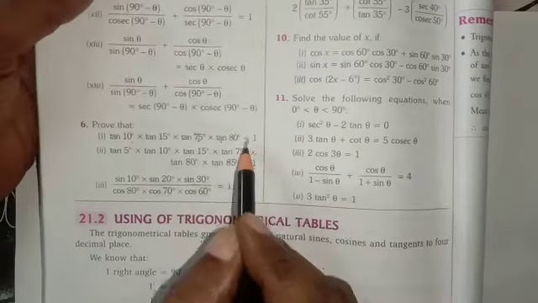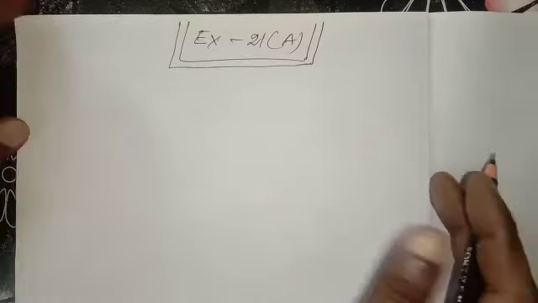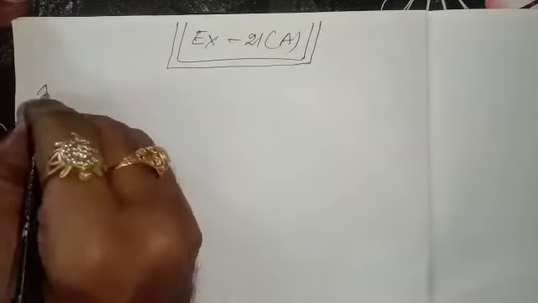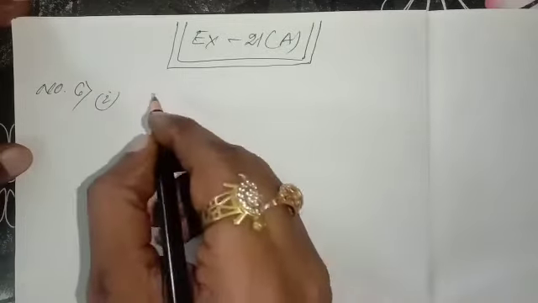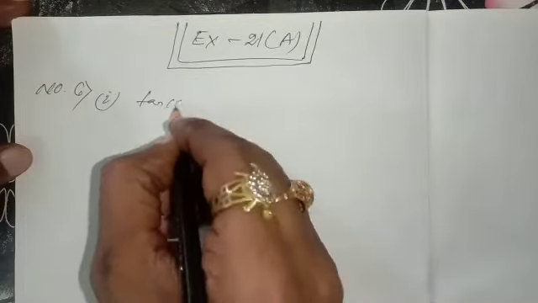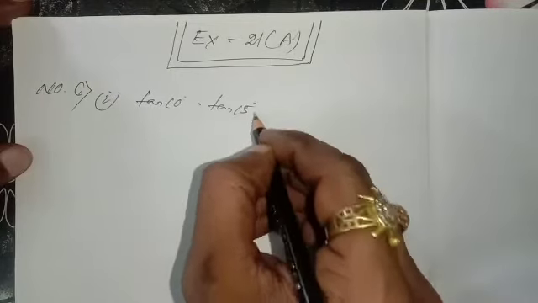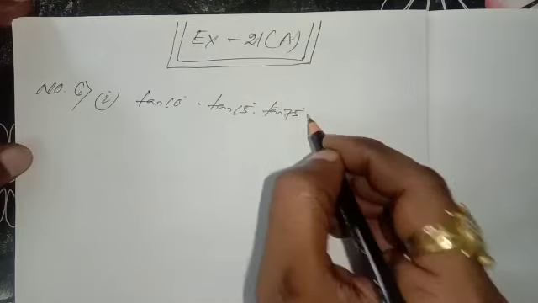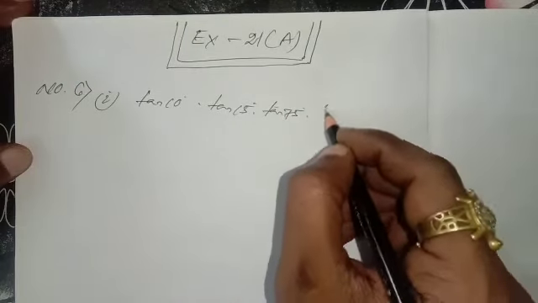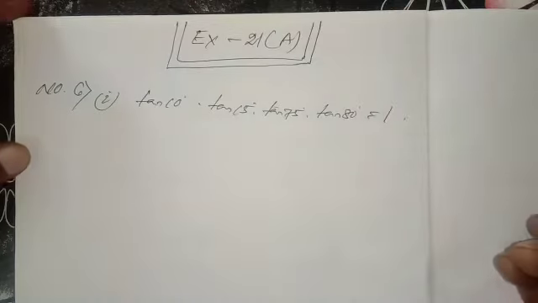Okay. Question number 6, trigonometry chapter, complementary angle, exercise 21a from the book Innovative Math Books. It's number 6, first part. Let me copy the question: tan 10 degree into tan 15 degree into tan 75 degree into tan 80 degree is equal to 1. That you have to prove. This is the question given.